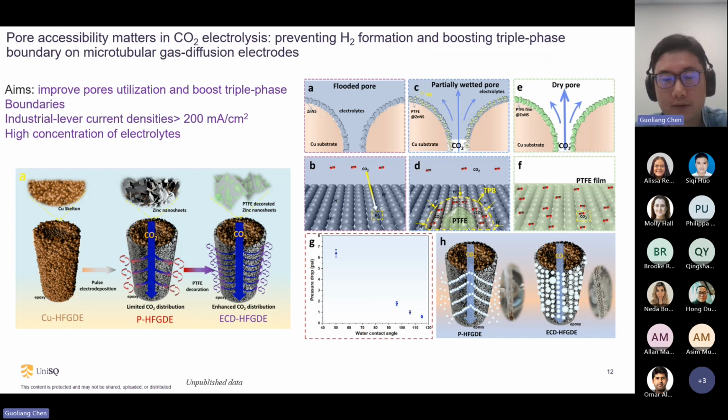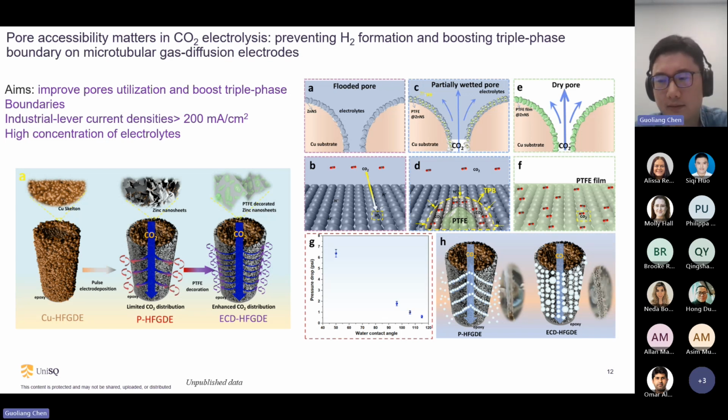So in the fourth study, the final study here, we want to use the hollow fiber GDE to improve the pore utilization, boost the triple phase boundary, and try to improve the current density to industry level, like above 200 milliampere per centimeter squared, or try to reach the ampere level, and use a high concentration of electrolyte. In a previous study, we used low concentration electrolytes like 0.5 molar potassium chloride and potassium bicarbonate. But there will be some problems if we use a high concentration of electrolyte, because of the fast electron transfer and high conductivity of the electrolytes.